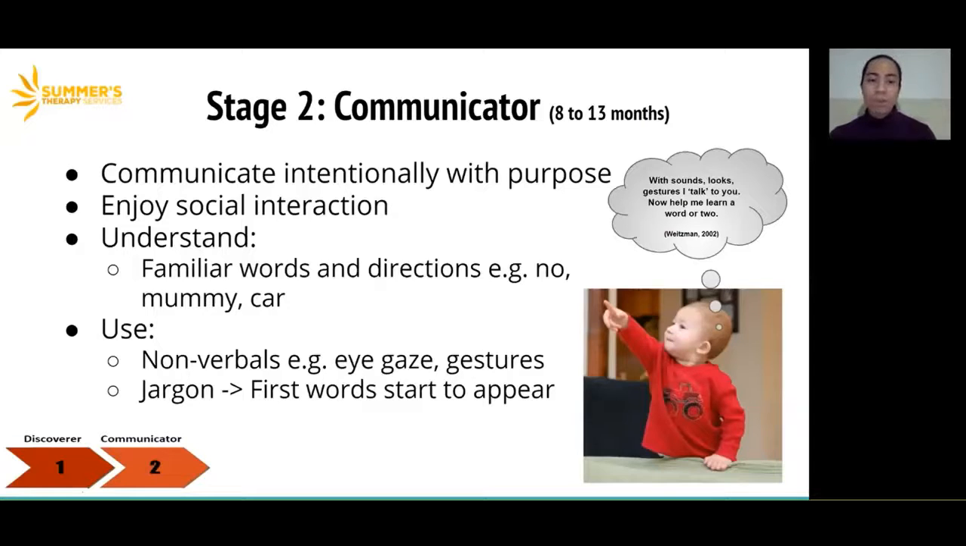In terms of the speech output, they're using more jargon. And first words will start to appear near the end of this stage. So jargon is essentially things that sound like words, but are actually not words. They may say something and we're like, what's that? And they are pointing to maybe a ball. And we're like, no, that's not what a ball is, but they're using a word that sounds like it, but not exactly the exact form of it yet, because they're still working on that system. And then at the end of this stage, you will hear the first words start to appear. So this is the communicator stage, mostly characterized by intentional communication and mostly done by non-verbal means.